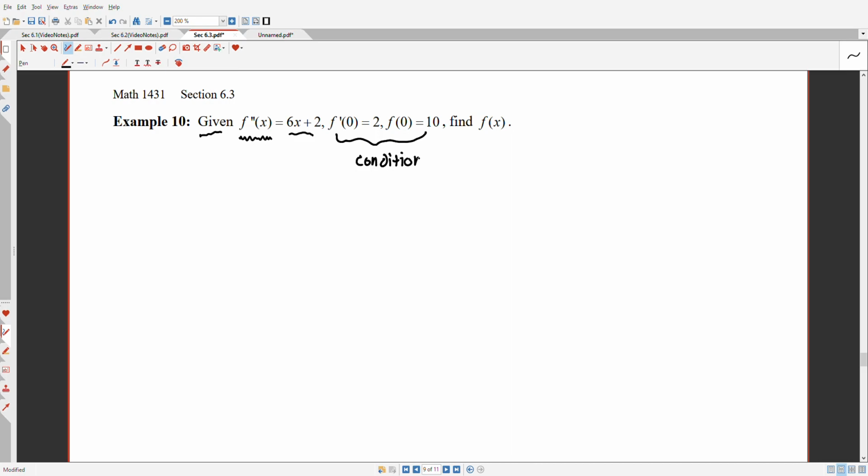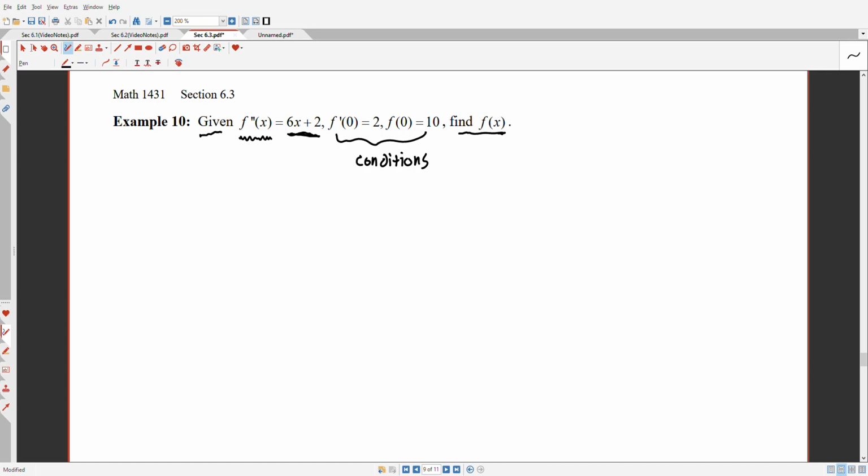If you want to sound fancy, well, before we sound fancy, what you're really being given here is like a little mystery. The mystery goes like this. Somebody's telling you, I'm thinking of a function, but I'm not going to tell you. But I'll give you this clue. Its second derivative happens to be 6x plus 2. And then I'll tell you two other little clues about it. Its first derivative at 0 is 2, and its value at 0 is 10. Given all those clues, find the mysterious function.